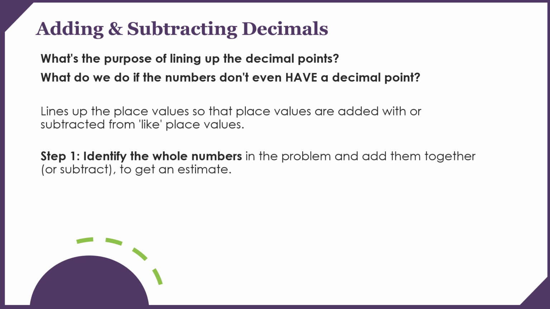First, identify the whole numbers in the problem and add them or subtract them to get an estimate. If necessary, students should circle the whole numbers. So in a problem like 3 and 45 thousandths plus 21 and 6 tenths, we would circle the 3 and circle the 21. And I know it's closer to 22, but if we get students to just focus on those whole numbers, don't worry about the rounding, that will be helpful to those who have difficulty. So we would end up with an estimate of 24.